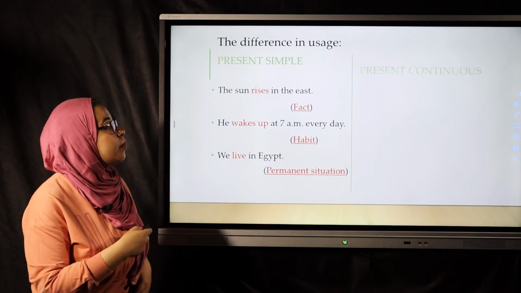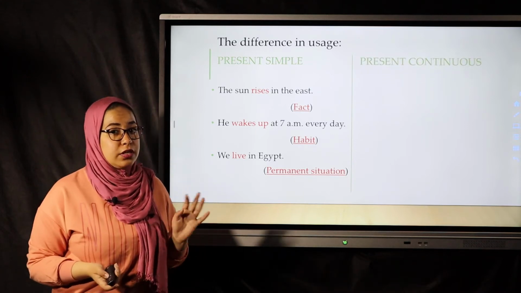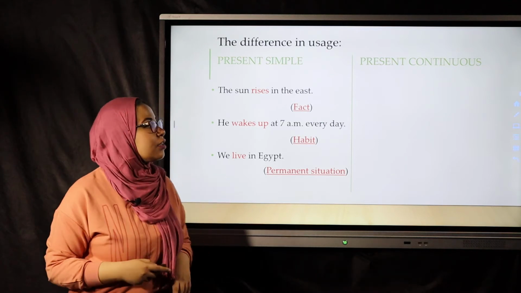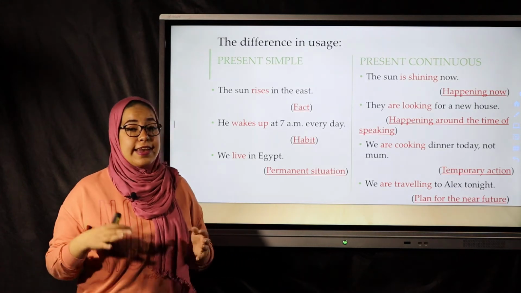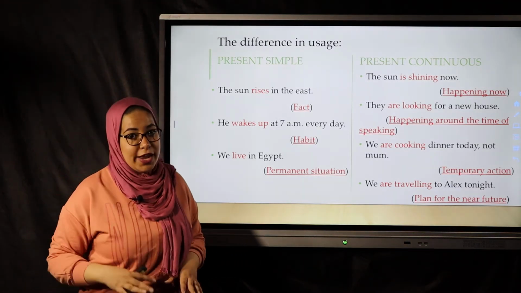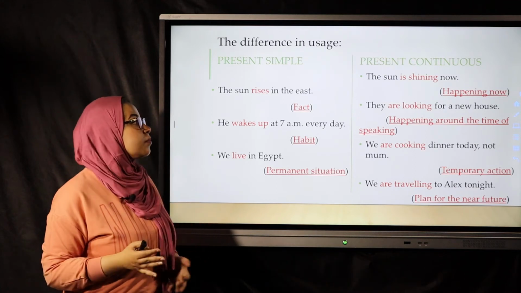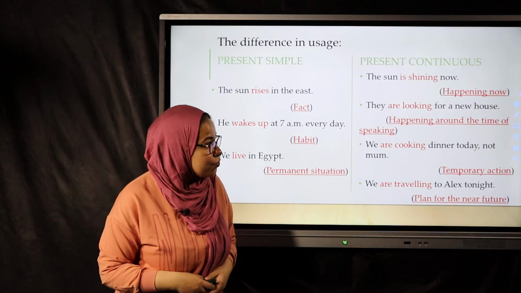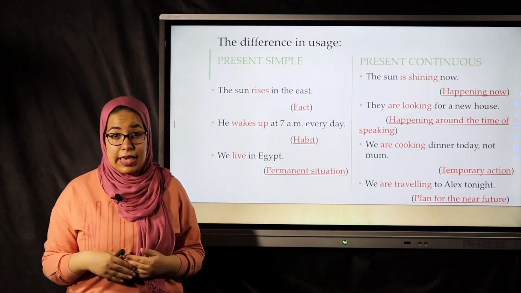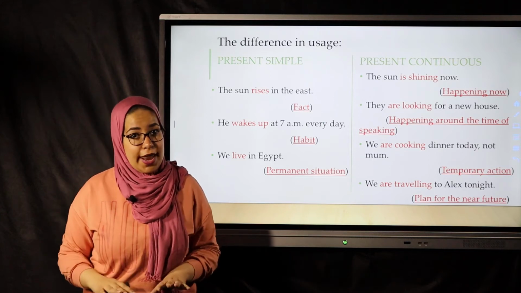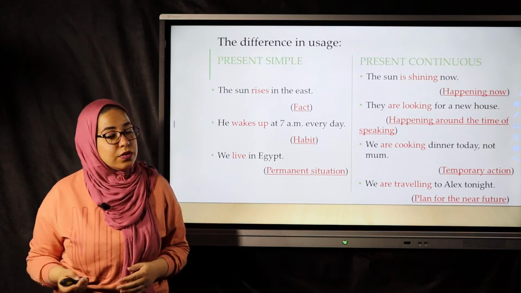Okay? Now we move on to the present continuous. How many usages does it have? Can you remember? There are 4. The sun is shining now. What's that? It's an action that is happening right now. As we are talking, the sun is shining outside. They are looking for a new house. What is that? It's something that's happening around the time of speaking. They're not looking right now, but through this period of time, they're searching for a new house.